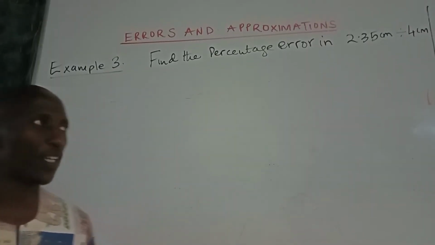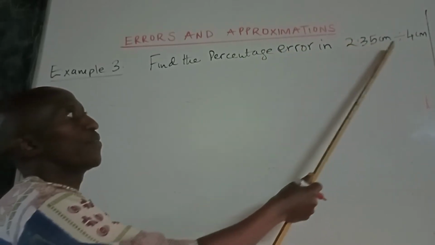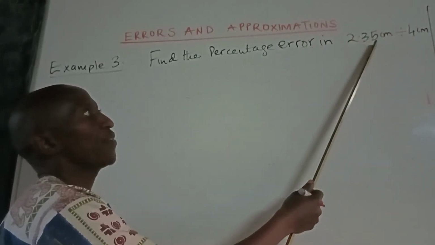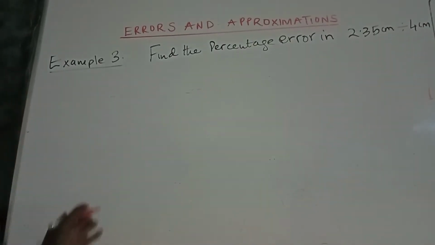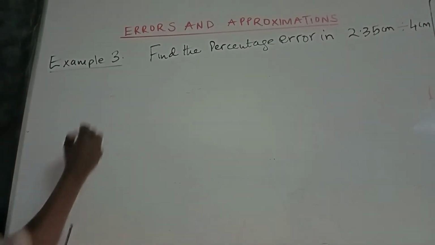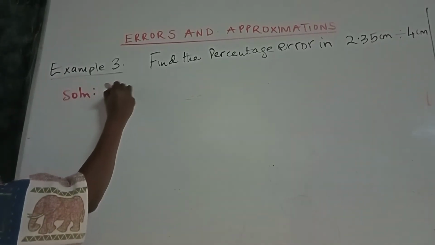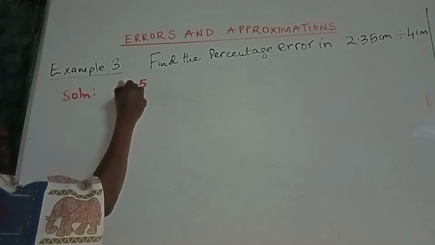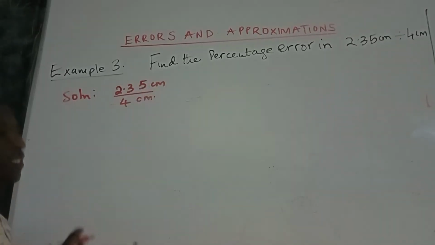In example number 3, we look at finding the percentage error in dividing 2.35 divided by 4. So straight away, we are going to visualize the solution. This can be shown as 2.35 divided by 4. They are measurements, centimeters by centimeters.